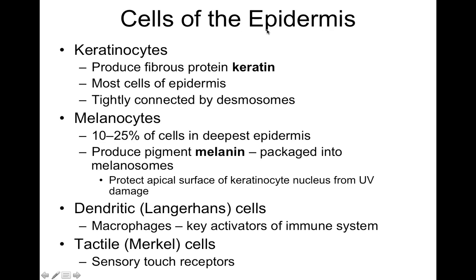Now the epidermis is made of several different cell types. We got keratinocytes, melanocytes, dendritic cells, and tactile cells. The most abundant cell type in skin is the keratinocyte, and it makes sense because these keratinocytes are the ones that make keratin.